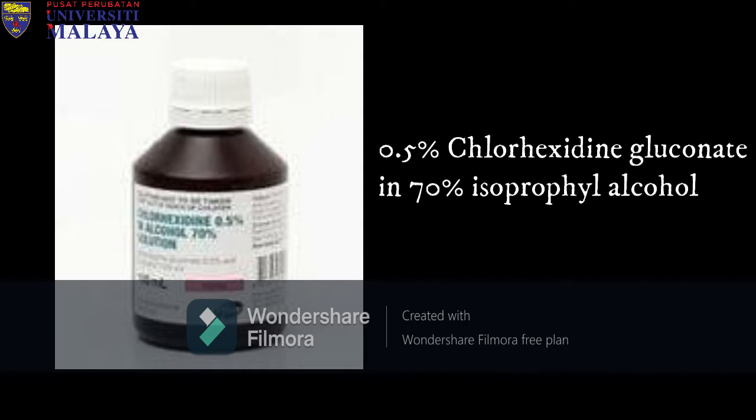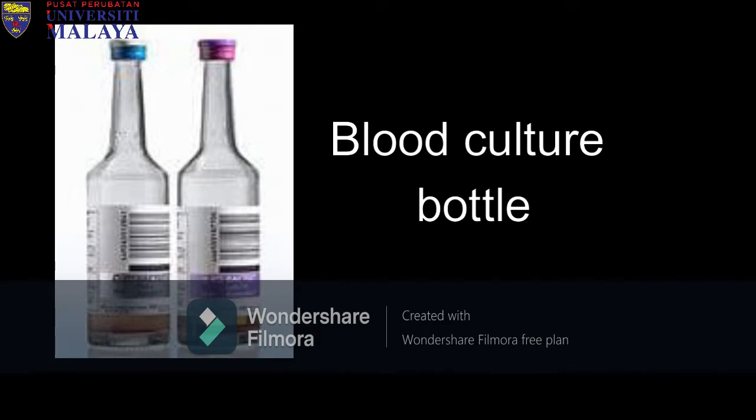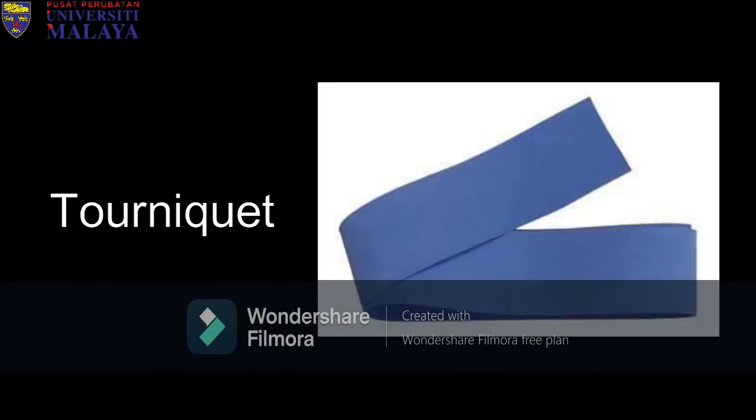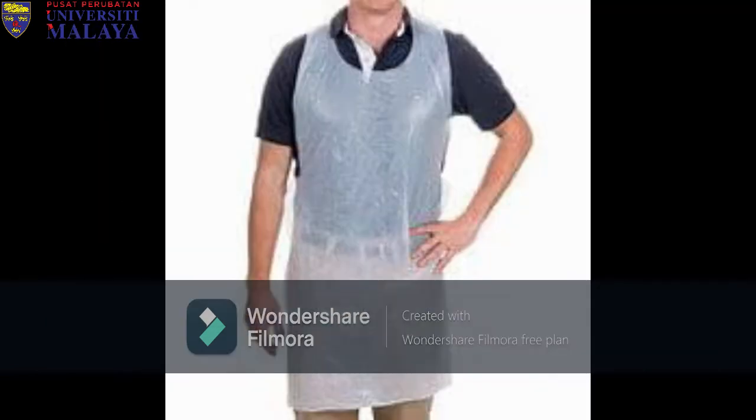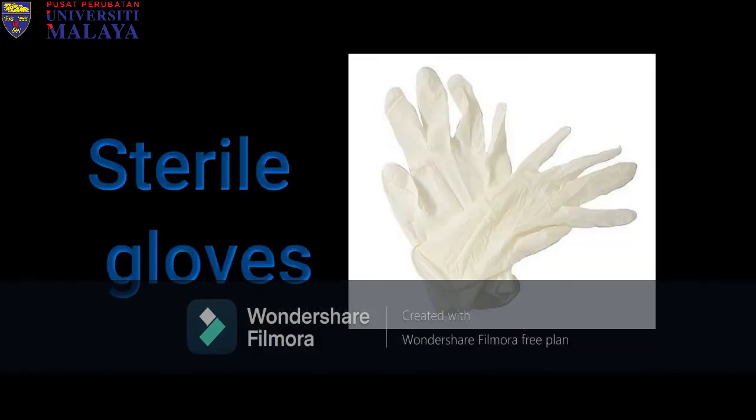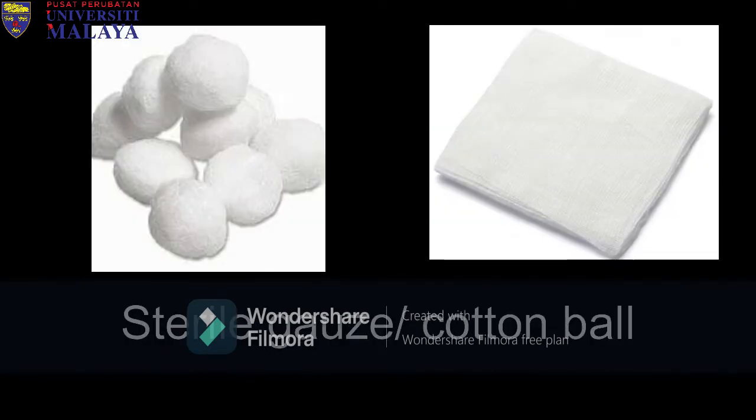0.5% chlorhexidine gluconate in 70% isopropyl alcohol. Blood culture bottles. Tourniquet. Plastic apron. Sterile gloves. Sterile gauze or cotton ball.